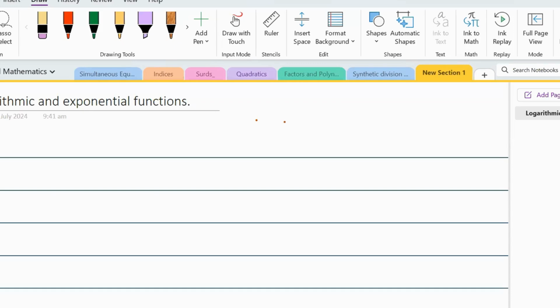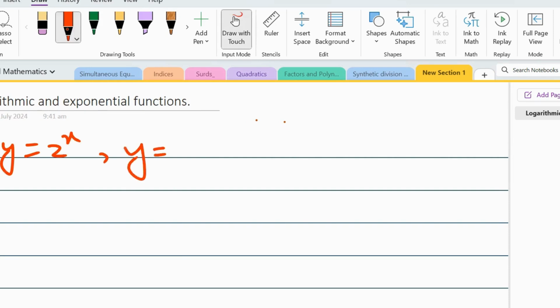Exponential functions are of the type y equals 2 raised to the power x, y equals 3 raised to the power x, or y equals 10 raised to the power x, and y equals e raised to the power x. So these all are called exponential functions.